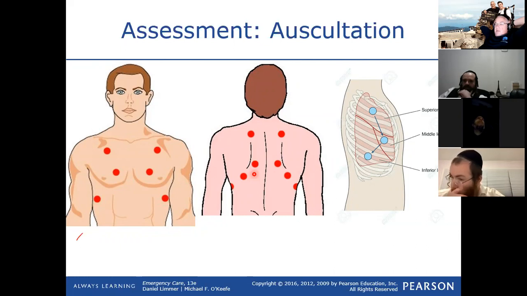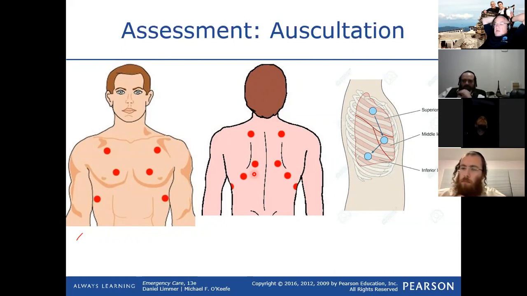Okay, so when we're listening to lung sounds, or auscultating for lung sounds, they're going to ask you on the test what the term auscultation means. It just means listening. It doesn't mean listening for blood pressure, and it doesn't mean listening for lung sounds specifically. Auscultation just means listening. We as EMTs use our stethoscope to auscultate lung sounds and blood pressure. Those are the two things we use it for.